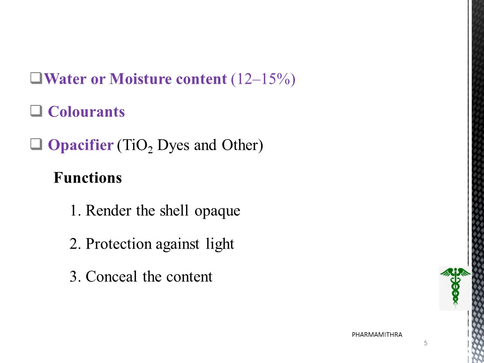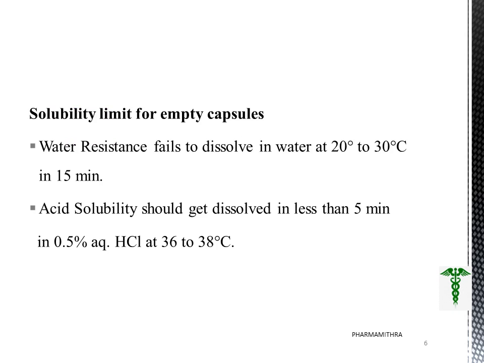Next component of the capsule is water or moisture content, that is 12 to 15% moisture content. Then colorants and opacifiers are used. Normally used opacifiers are titanium dioxide and others. The function of the opacifier is to render the shell opaque, protect it from light, and conceal the contents. An example of an opacifier is titanium dioxide.